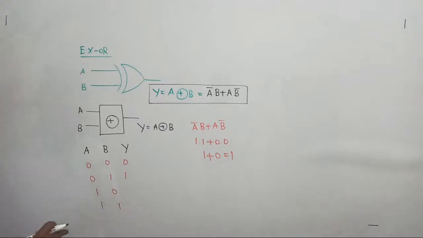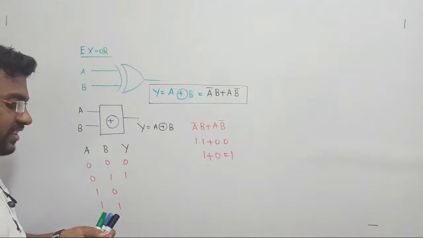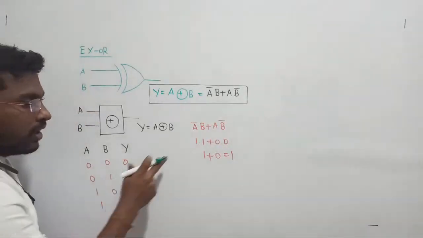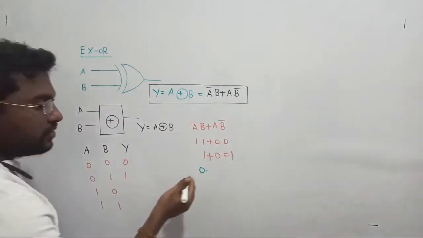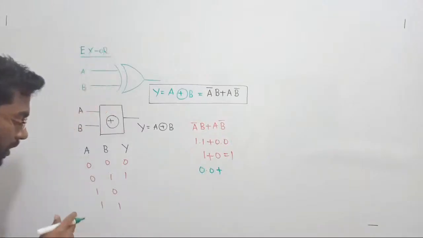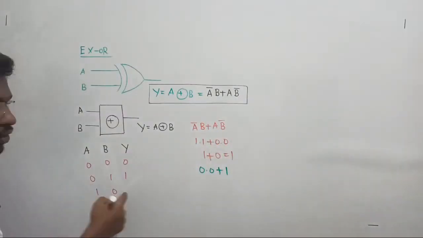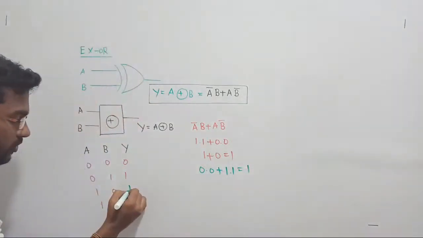Similarly, let us see 1 0. If I am looking at 1 0, let's see what happened. A is 1, right? A is 1, putting 1 bar will become 0 dot. B is how much? B is 0. 0 dot 0 plus A is 1, yes, A is 1 dot B bar, B is 0, B bar is 1, such that 0 plus 1 is going to be 1. So output is going to be 1.